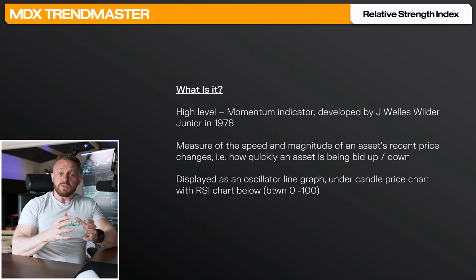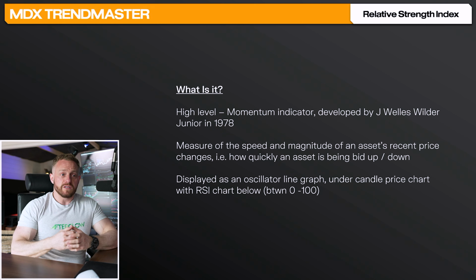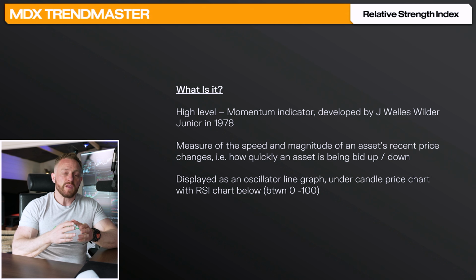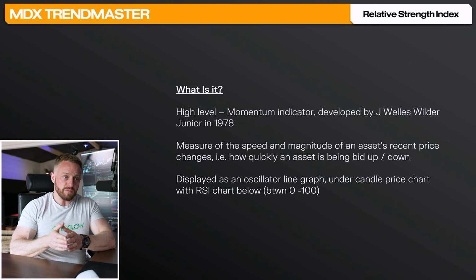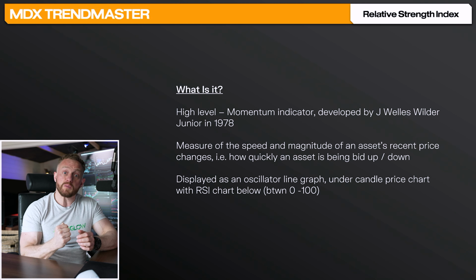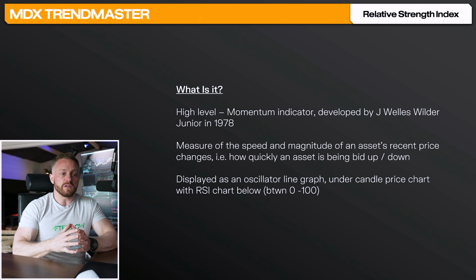So what is the relative strength index? Well, high level, it's a momentum indicator developed by J. Wells Wilder Jr. in 1978. And it measures the speed and magnitude of an asset's recent price changes. Or in other words, it's trying to detect how quickly an asset is being bid up or pushed down. And it's displayed as an oscillator line graph underneath the regular candle price chart.